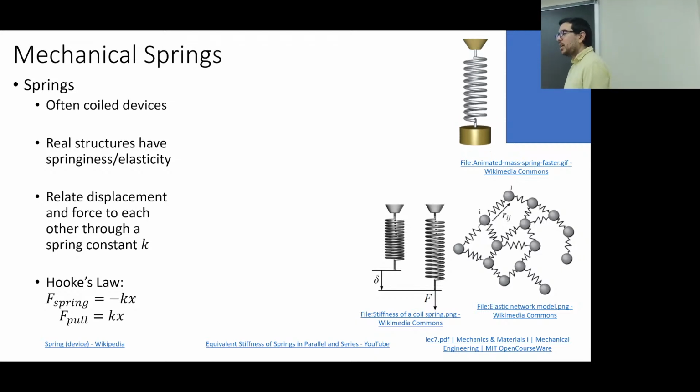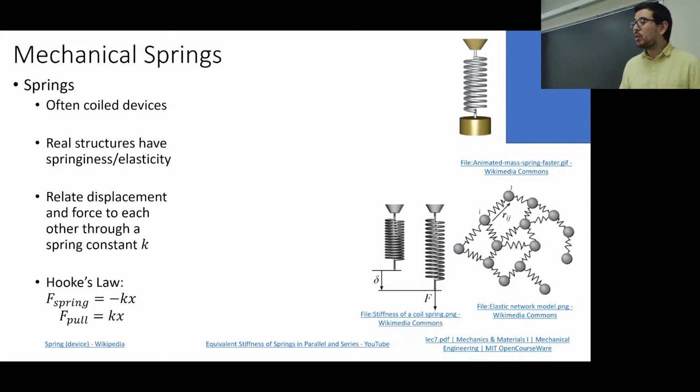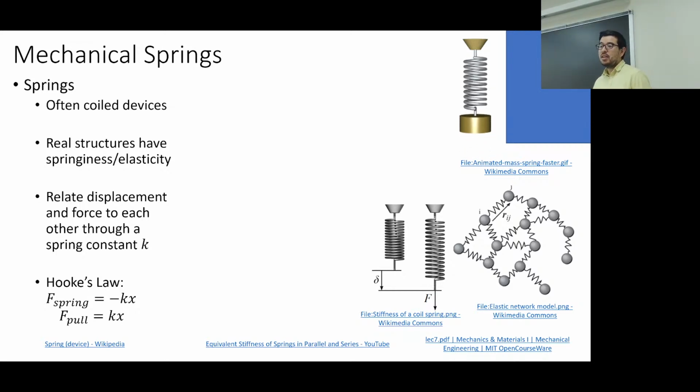So sometimes it's written as F equals minus kx, and sometimes it's written as F equals kx, right? Newton's third law at work again.